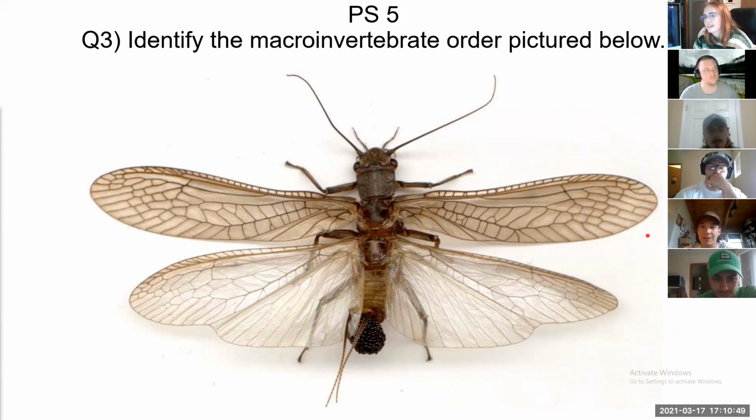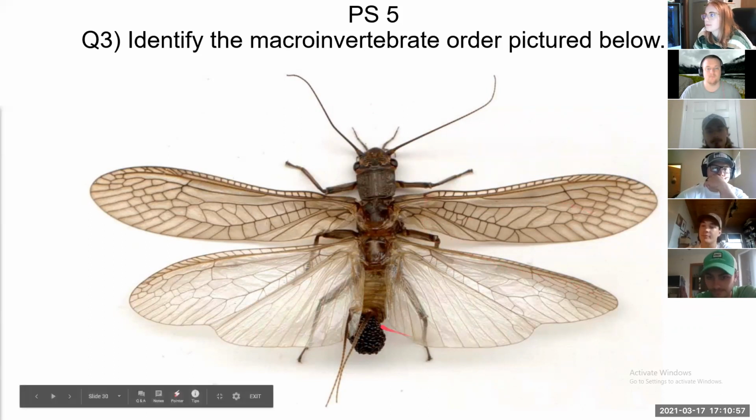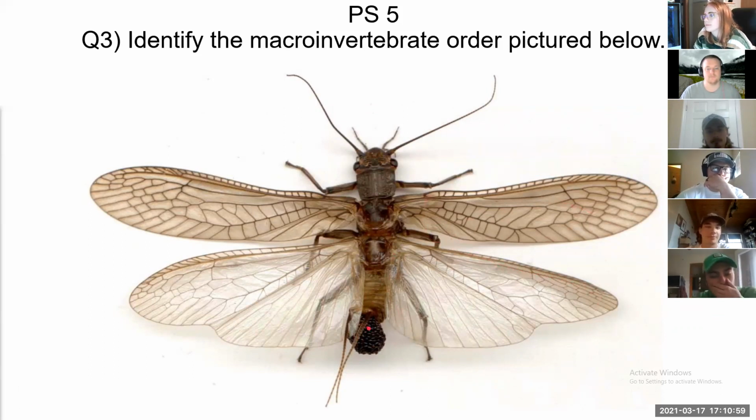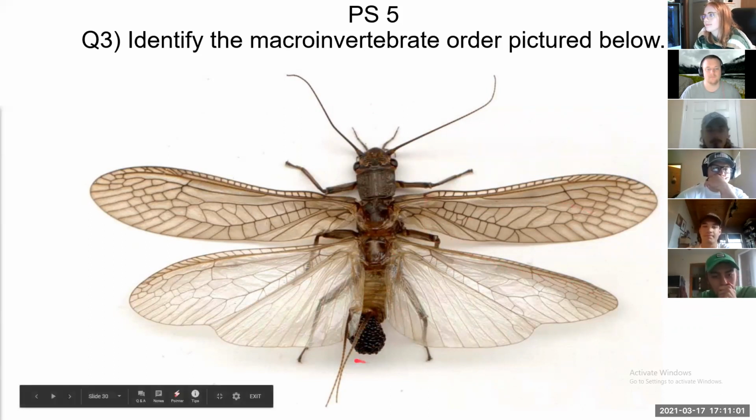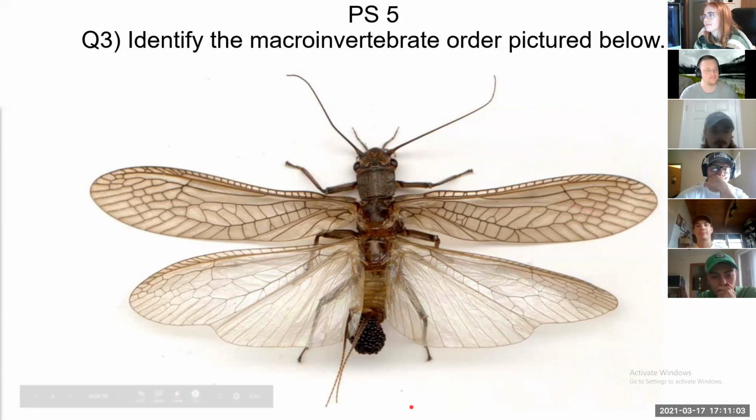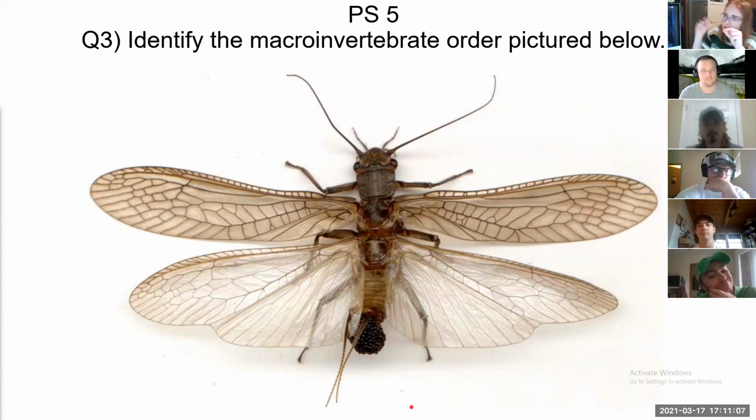The two sets of wings. Two sets of wings, the way they're shaped, yeah. What about the tails? They're segmented. That's a really good image where you can start to see the segmentation.